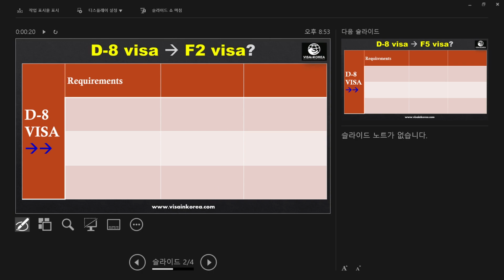Okay, so D8 visa to F2 visa. First I will explain which kinds of F2 visa they can change to and what the requirements are. Today I will explain two visa types. The first one is the F2-99 visa. Can you see that? What is the requirement for that?